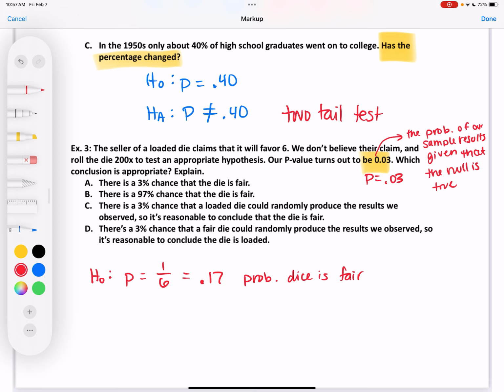So if it favors a 6, what does that mean about my probability? That means that the 6 is rolled more often than it's not. So this is the probability of greater than 1 over 6, or greater than 0.17. So this is that the die is unfair and favors 6.